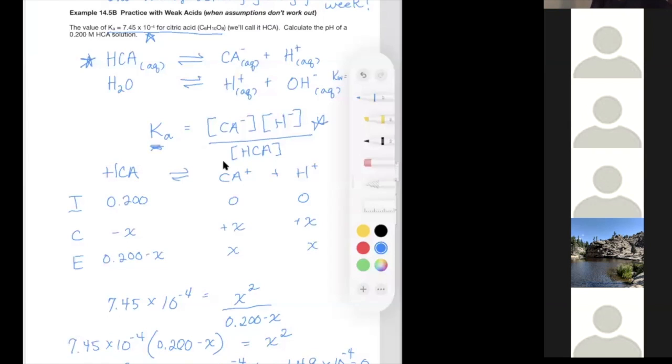So there's nothing different here than what we did in chapter 13, except for the fact that you're dealing with acids. So the process is very similar. We're always going to check our assumptions and make sure that they work under the 5% rule. And if they don't, we have to go through and do the quadratic equation to solve for it, or whatever is necessary. Any questions on that?